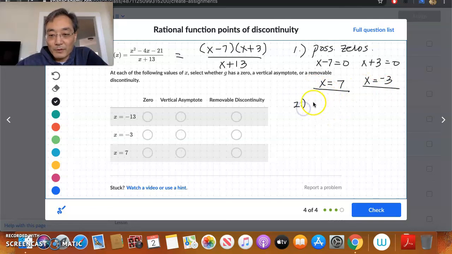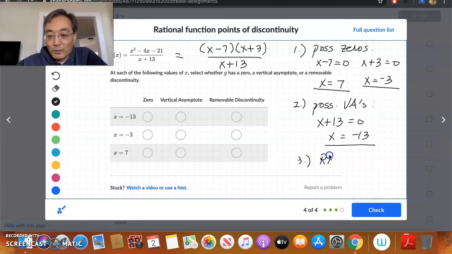Check for possible vertical asymptotes. For x plus 13, set the denominator equal to 0. So x equal to negative 13 is a possible vertical asymptote. And check for removable discontinuities. In this case, again, we don't have like factors on the top and the bottom. So we have none. There are no holes. So let's put our answers in.